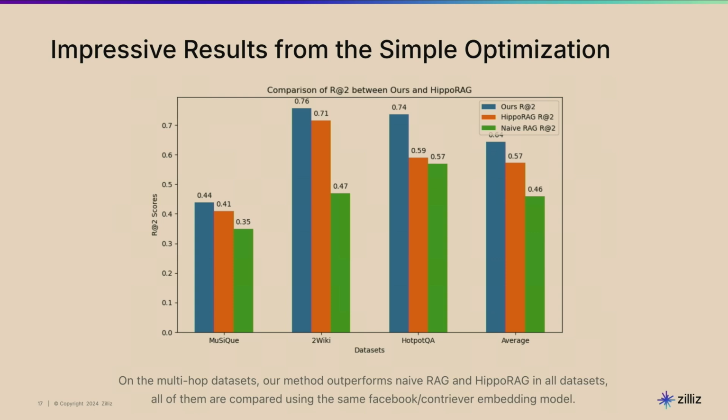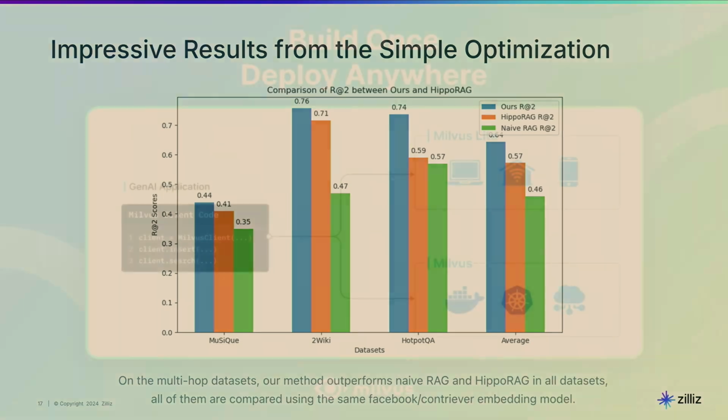So compared to that, the straightforward approach of using only knowledge embedding vectors for retrieval in the online serving phase actually does better than both HippoRAG and naive RAG.